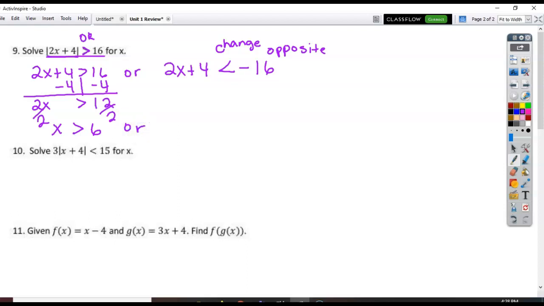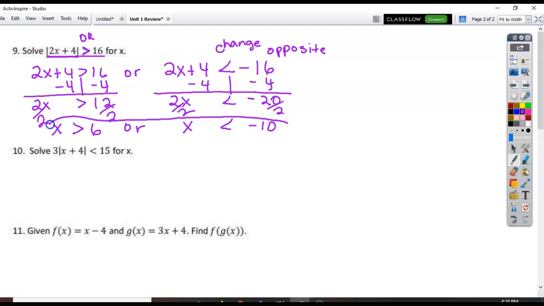Or come over here, subtract 4 from both sides. Get 2x is less than -20. Divide by 2. We don't have to flip the inequality because we're dividing by a positive. And x is less than or equal to -10. So my two answers are x is greater than or equal to 6 or x is less than or equal to -10.